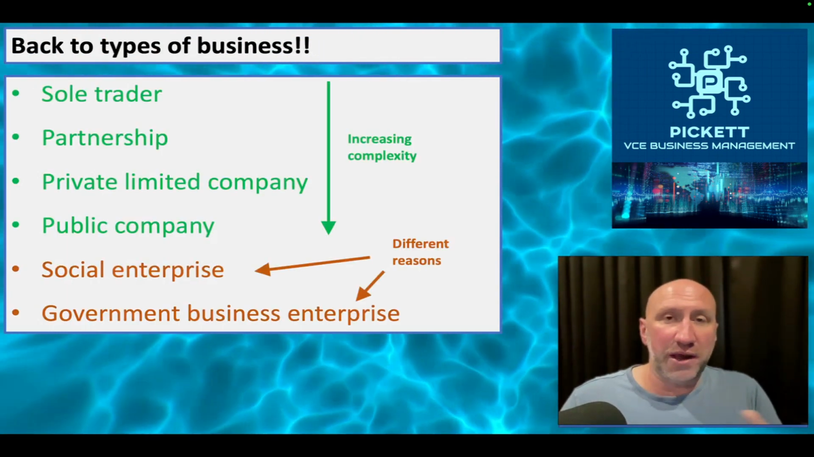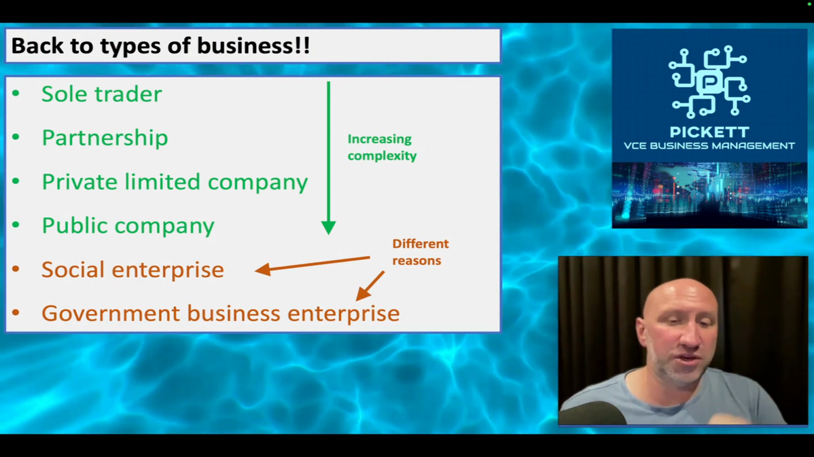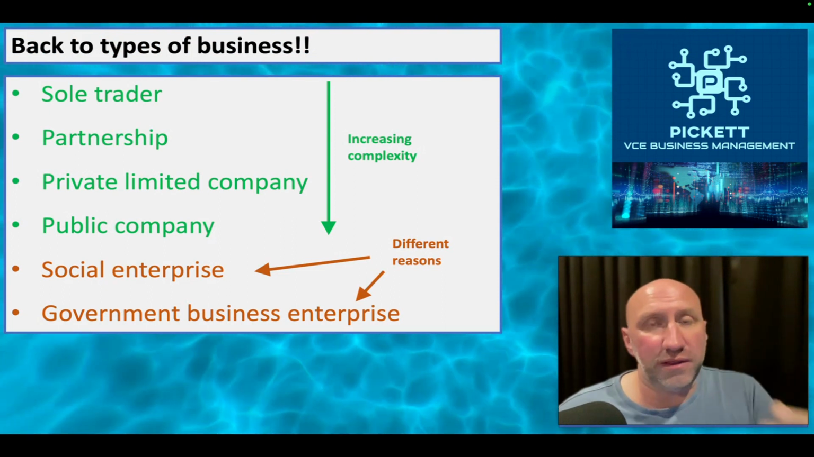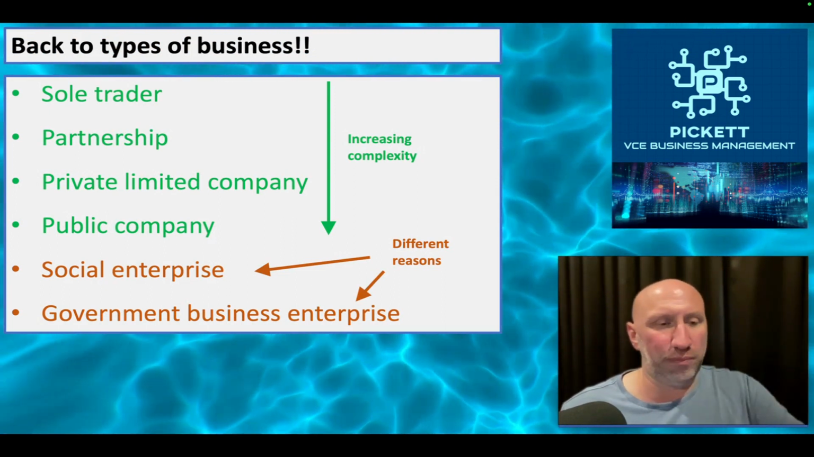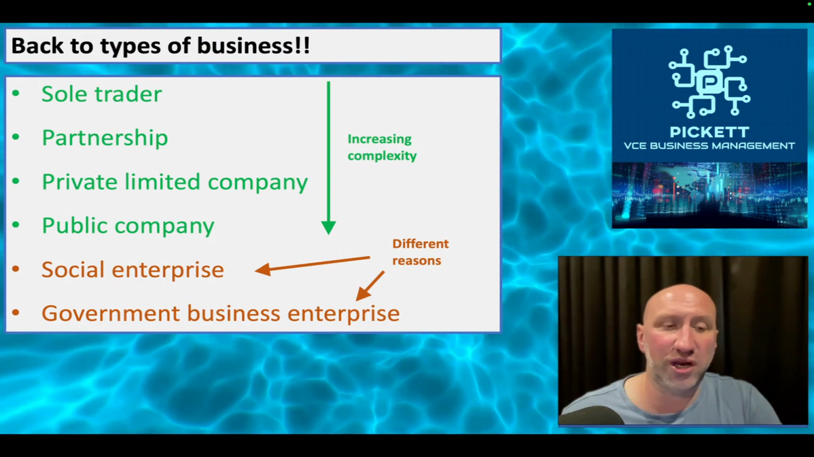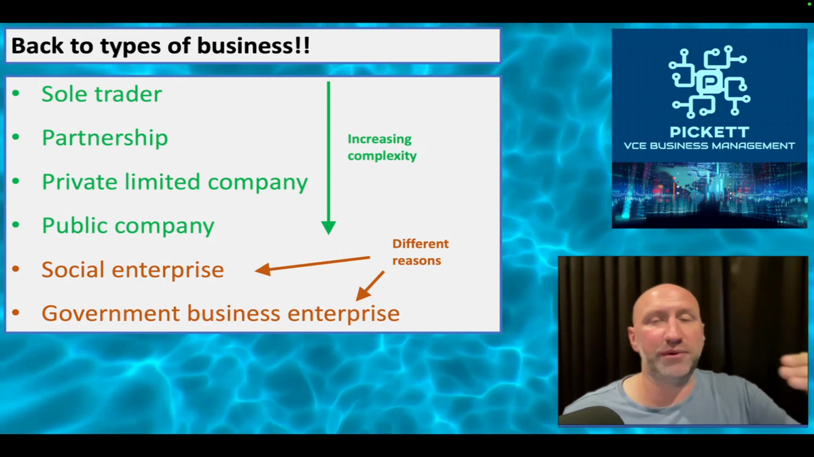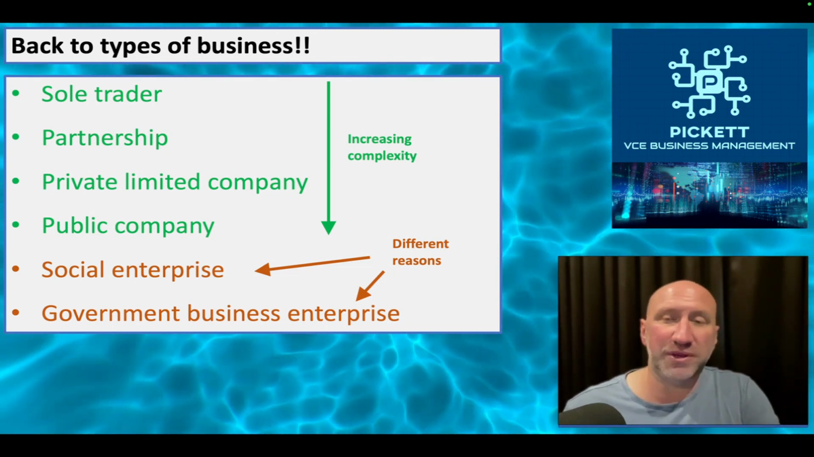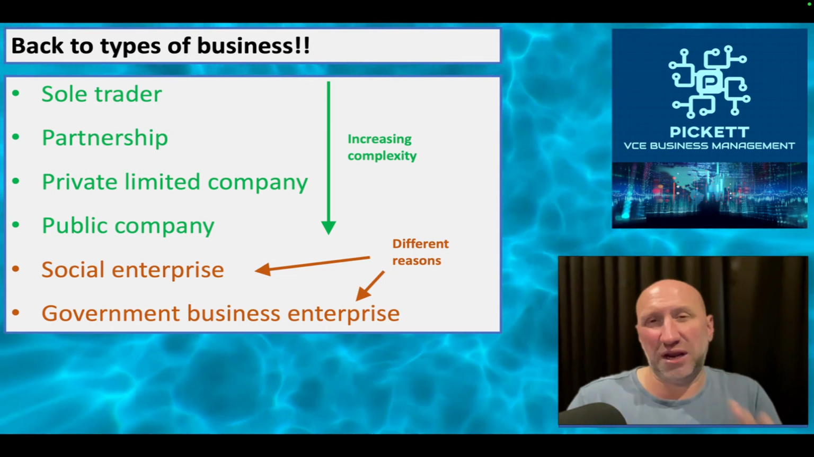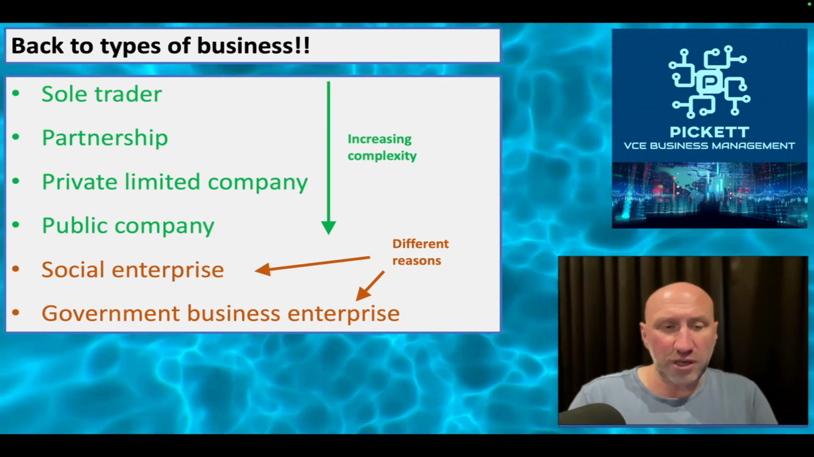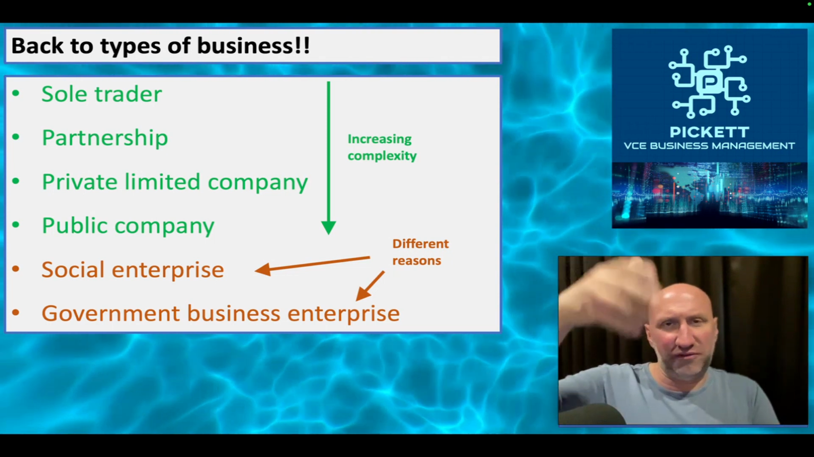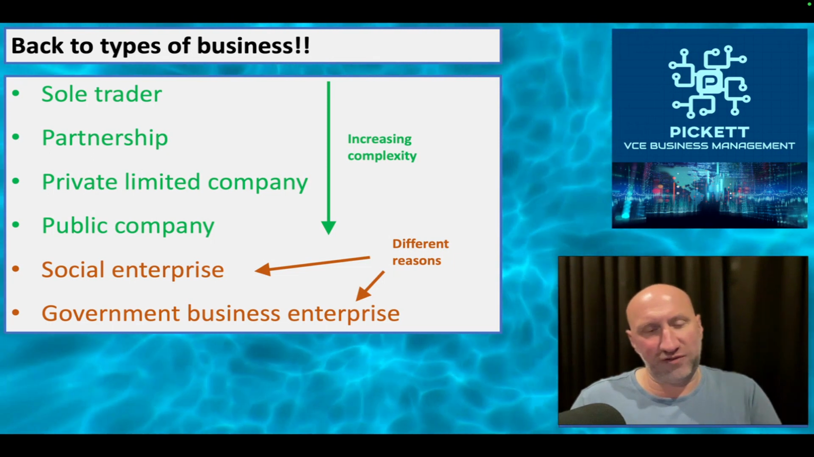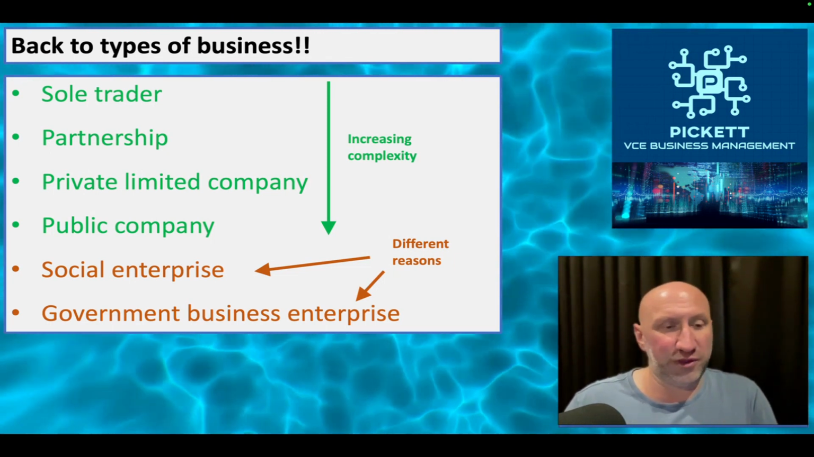Now, the first 4 of them, the ones in the green there, we'll talk about in that order as they go down the screen. They're increasingly complex. A sole trader is a very simple business structure. And then as we move through partnership, private limited company and public company, they become much more complex. Social enterprise and government business enterprise would be set up for different reasons. So they kind of sit outside this idea of the spectrum of complexity. But by the time we finish the video, that will make a bit more sense to you, I think.